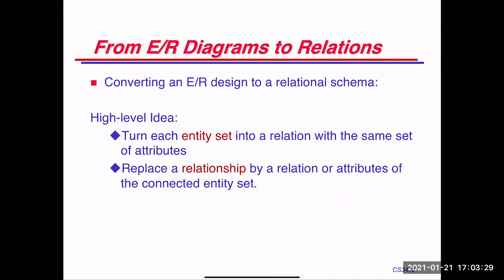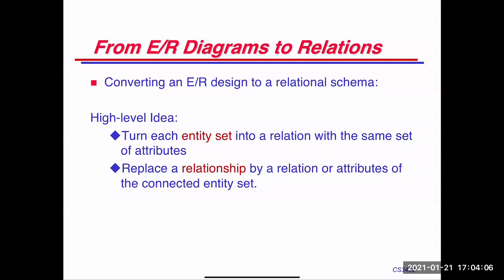Okay, so now let's finally talk about how we can actually get a relational schema from a given ER model. The high-level idea is that we're going to turn each entity set into a relation with the same set of attributes. Take this with a grain of salt. This is just a high-level idea, and you'll see that we need to be more careful when we do this. Also, we're going to replace the relationship by a relation, or rather just attributes of the connected entity set.